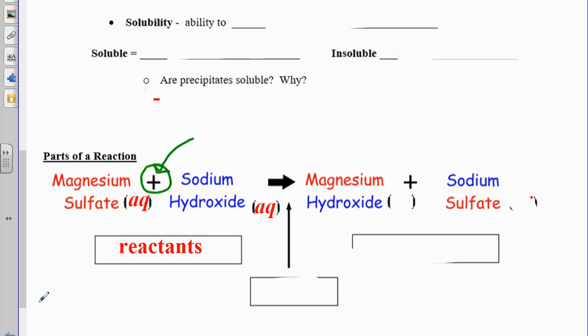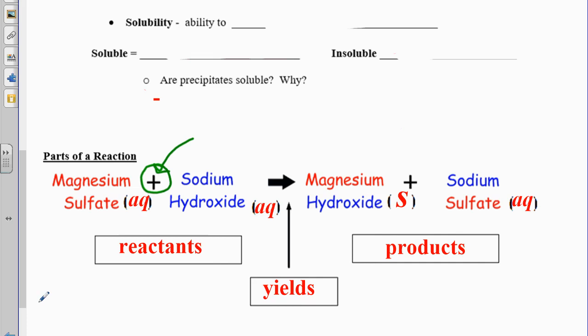Okay. This is a solid. The white precipitate is a solid. And then the sodium sulfate that's left in there is aqueous as well. So this was the chemical reaction that just happened. Two more things you have to know. This arrow sign means to yield. So you would say magnesium sulfate and sodium hydroxide yields.